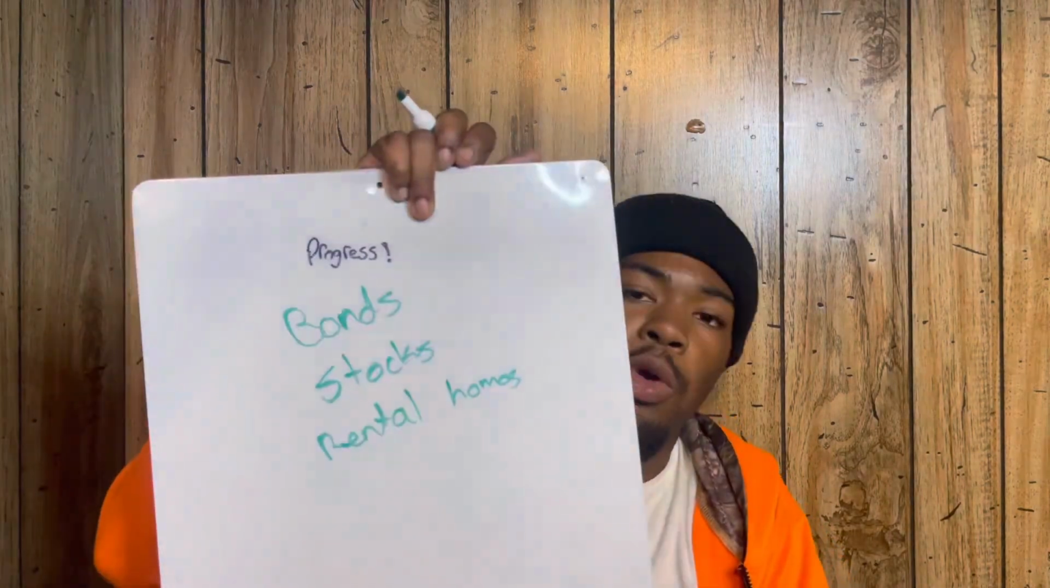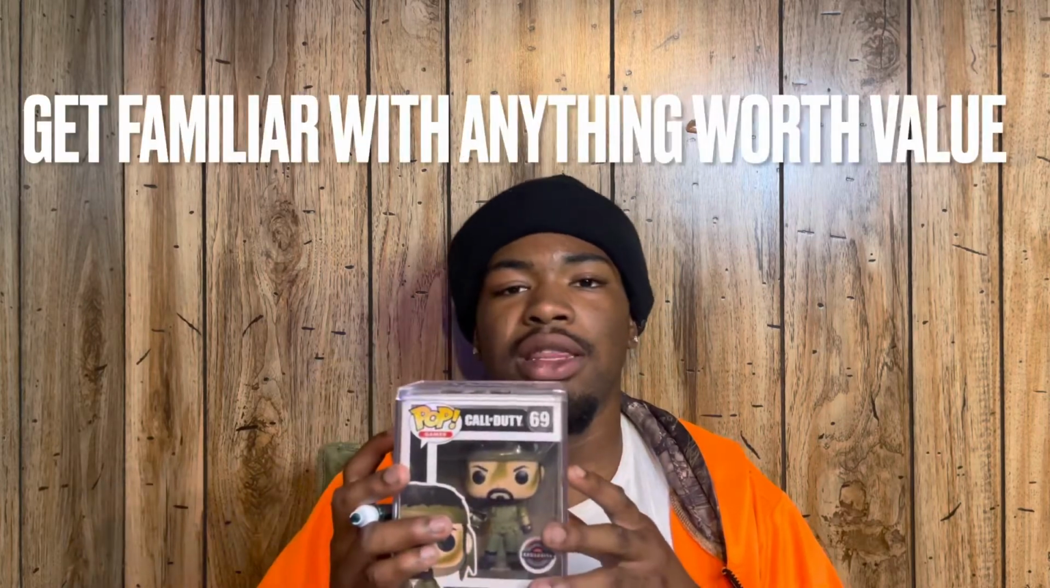Some examples of assets are going to be bonds, stocks, and rental homes. But some other examples that you guys probably would have never thought about is if you can go around the store and see something that's valuable, you want to get familiar with anything that's worth anything. You look at this, it looks like it's nothing. But I bought this back a couple years ago for $9. Now it's sitting for around 50, 60, maybe even $70.